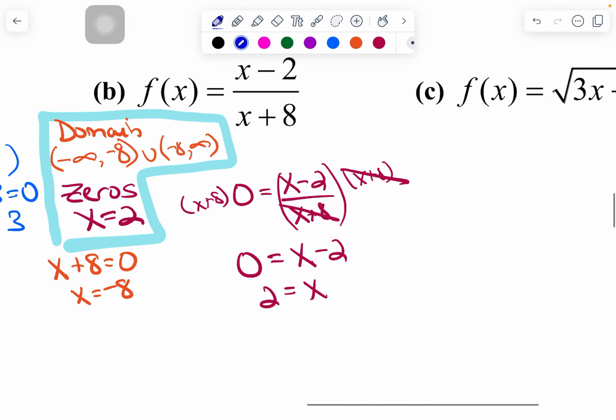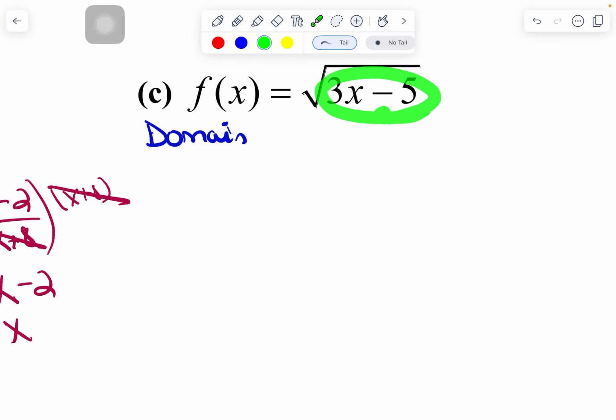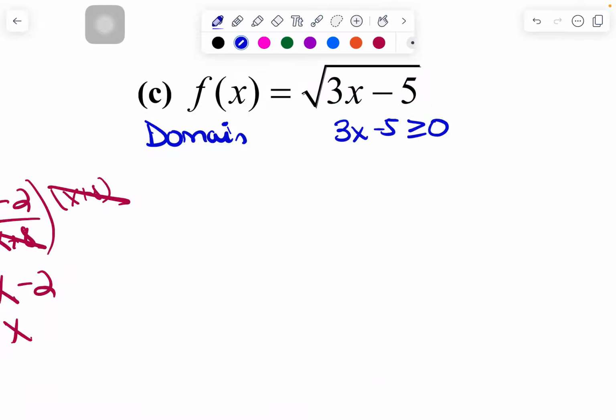We're going to do it one more time for part C here. In this case, we do have a square root. So when we talk about domain, what I have to do is make sure that the expression underneath the square root cannot be negative. So the way I deal with that is I am going to take the expression, 3x minus 5, and purposely set it greater than or equal to 0. The greater than 0 part is what makes it positive. Positive numbers are okay. The equal to 0, yeah, it's okay to take the square root of 0. That's fine for this particular problem.